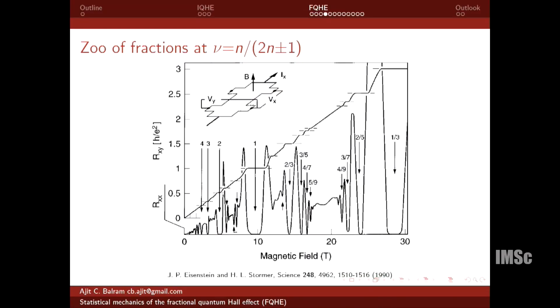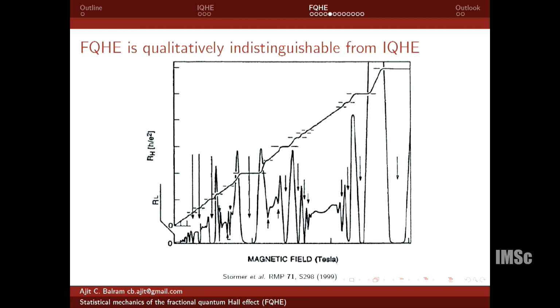So very soon after Tsui, Stormer and Gossard's discovery, better samples were made, and there was a whole zoo of fractions which were observed. And these go along this n/(2n plus minus 1) sequence. So primarily you get states which are like 1/3, 2/5, 3/7, 4/9. So they all fit along this sequence. So one can ask, why is it that this sequence is particularly picked out? So actually one interesting thing to note is that if I actually remove the numbers from this plot, you cannot tell me which of these plateaus corresponds to integers and which corresponds to fractions. So phenomenologically, the integer and fractional Hall effects look very similar.